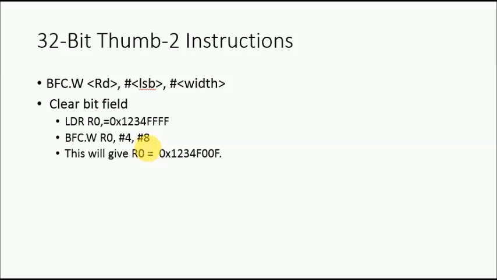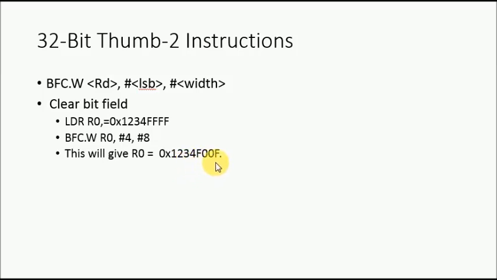So the LSB position is 4. So we have to go to the bit D4, that is D0, D1, D2, D3 and D4. So we have to start with this position, that is the D4 position. Now next we have to see the width. Now the width is 8-bit. So here we can see this is 4-bit, this is 4-bit, 4-bit plus 4-bit becomes 8-bit. Width is given as 8-bit, so we have to select these positions. So after execution of this instruction, the content of R0 is equal to 1234F00F.